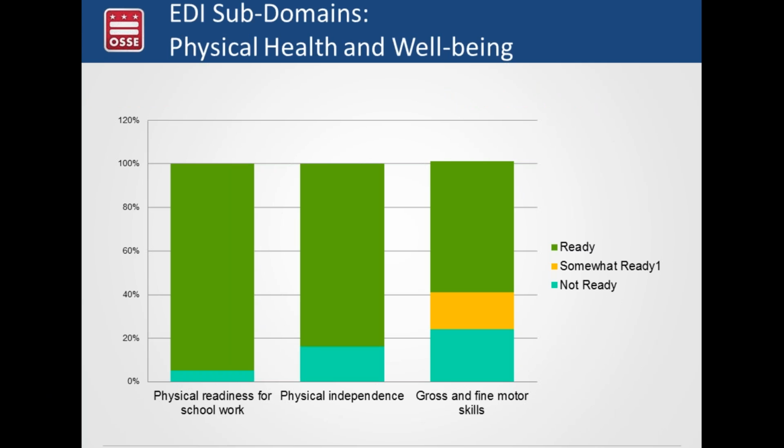We'll quickly go through these other subdomains. Here's the subdomain for physical health. These are things you can look at more deeply after the webinar and hopefully talk to your team and staff about what it might mean. But the one that jumps out that has the smallest percent of children ready would be the third one, gross and fine motor skills. So that may be an area to focus in some schools or district-wide, depending on how it varies across schools. Next slide.